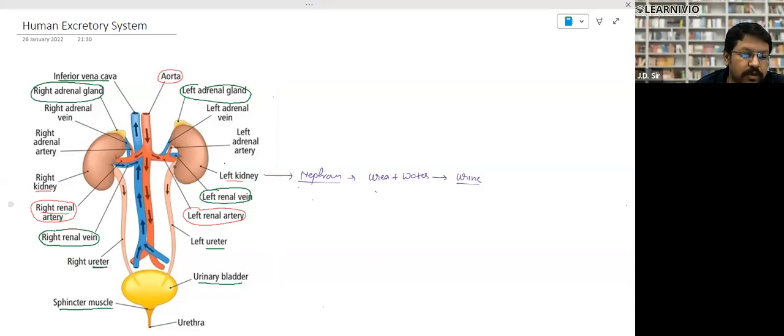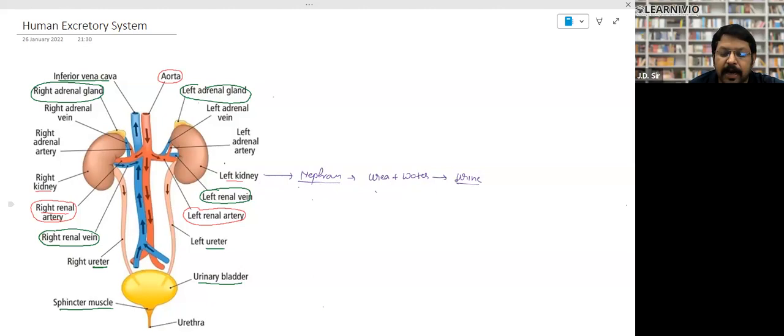The artery which takes the impure blood, meaning the blood with urea, is called the left renal artery and right renal artery. Both respective arteries take blood to the kidney for filtration. Inside the kidney, there are certain small filters. These are the basic functional and structural unit of the kidney. They are called nephrons. Nephrons filter the urea and water. They take some urea and some water out of the blood, and make the urine.